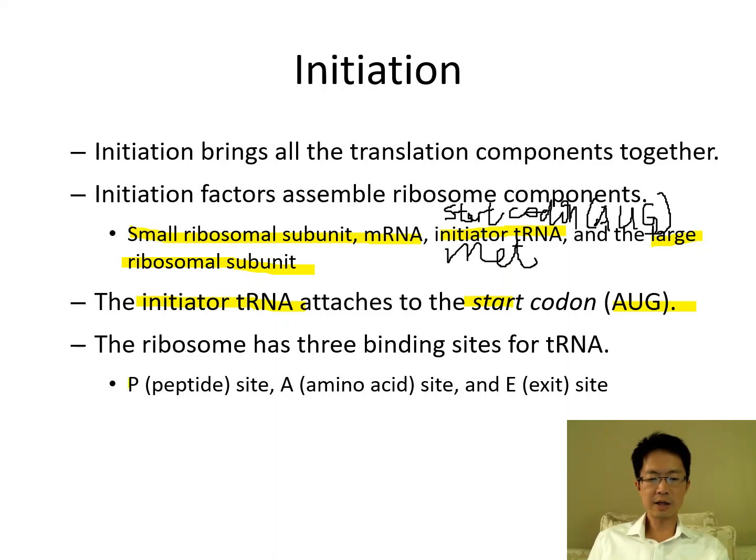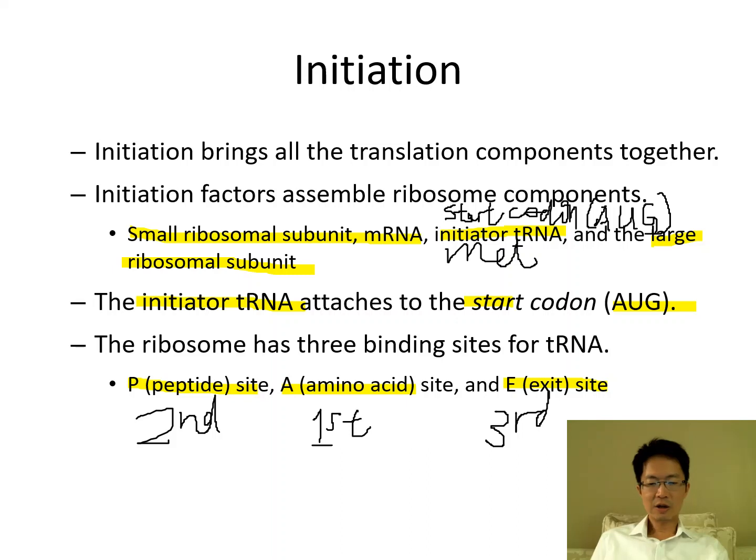P site, P stands for peptide, A site, A stands for amino acid, and E site, E stands for exit. So the first one should be the amino acid site. Somehow they arrange it into a weird order. Second one is the peptide site that links all the amino acids together. The last one is the exit site. So it allows the transfer RNA to go back to the cytoplasm and recycle.